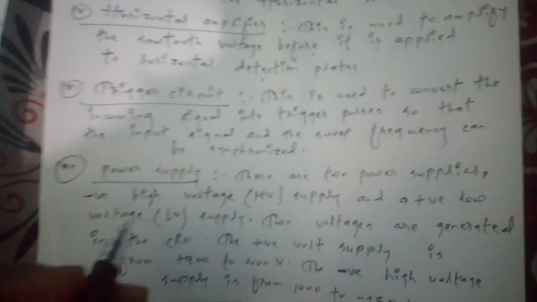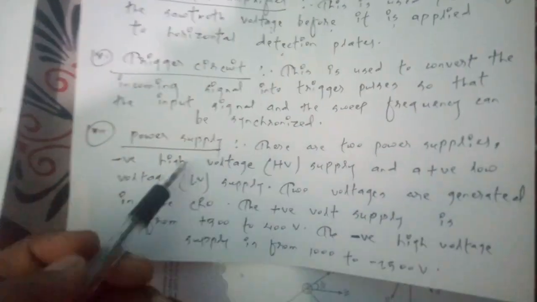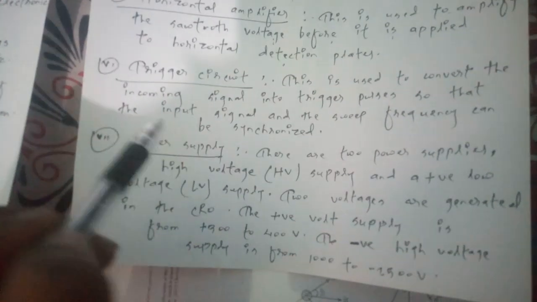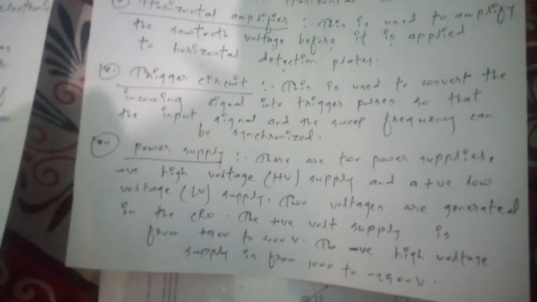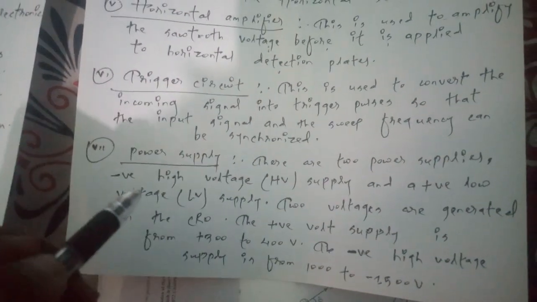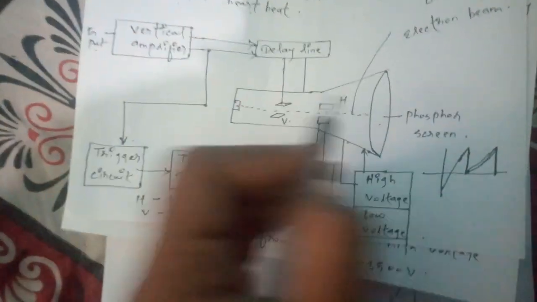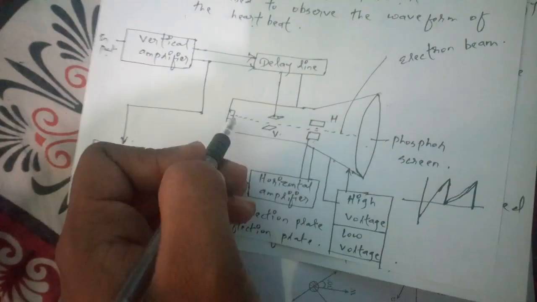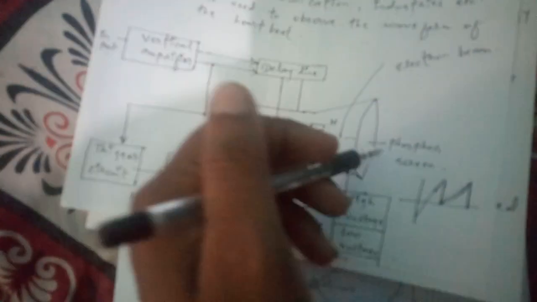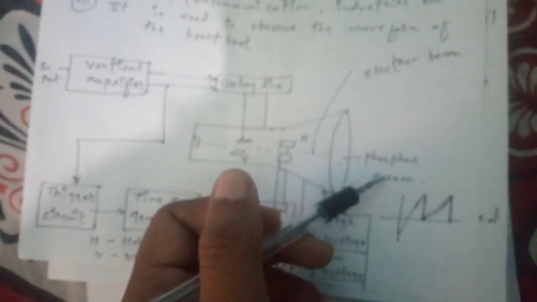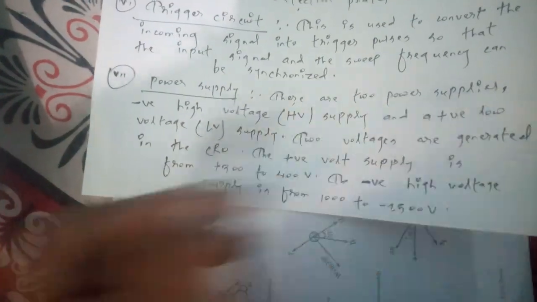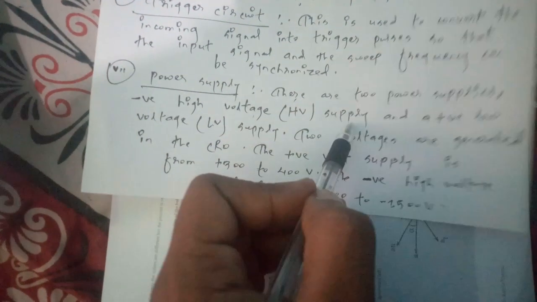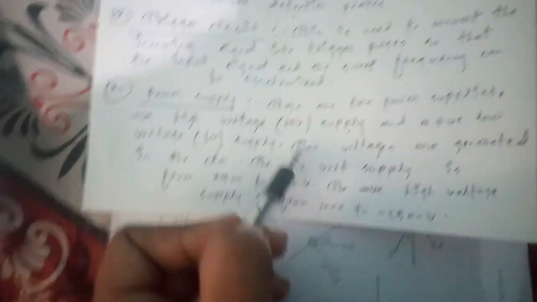Now the power supply. Its main aim is to supply the power, either high voltage or low voltage. When we supply the negative voltage, minus V, an electron beam is generated which will strike on the phosphor screen here. There are two power supplies: minus V high voltage and plus V low voltage supply.